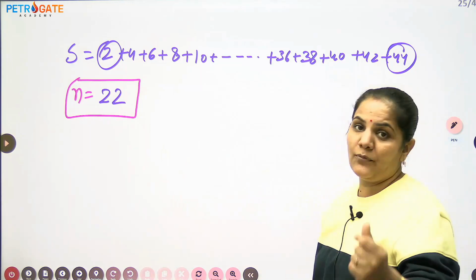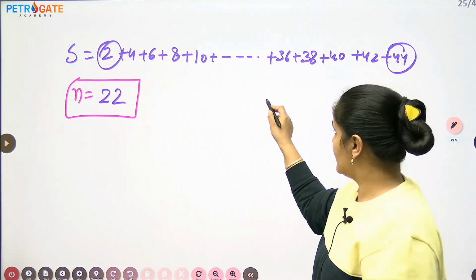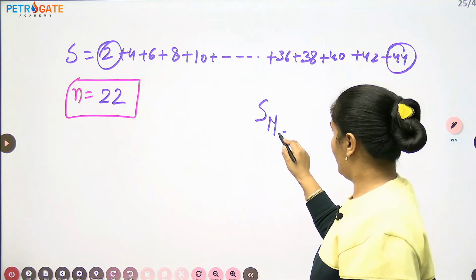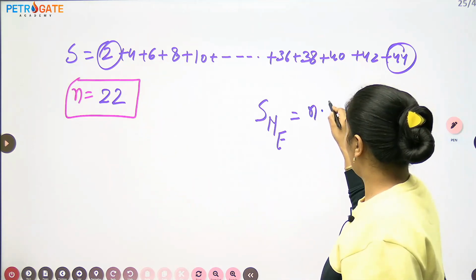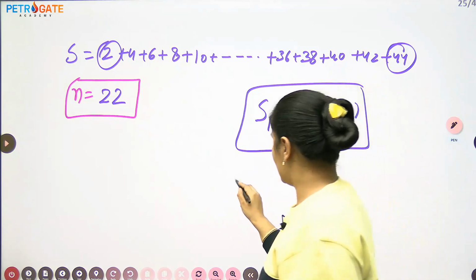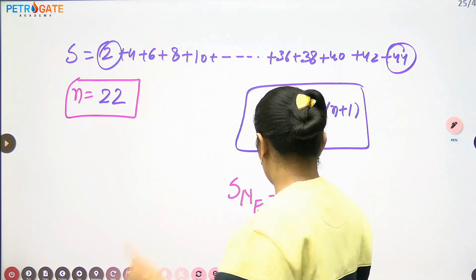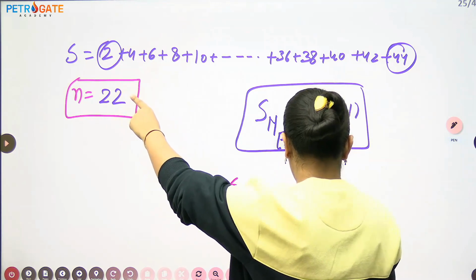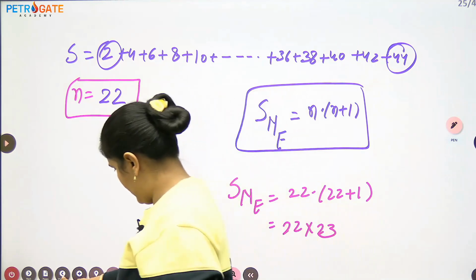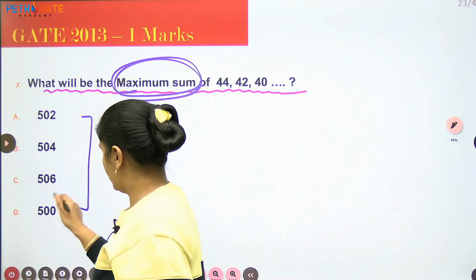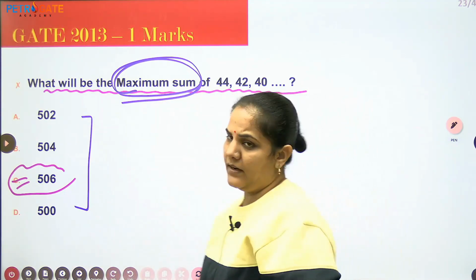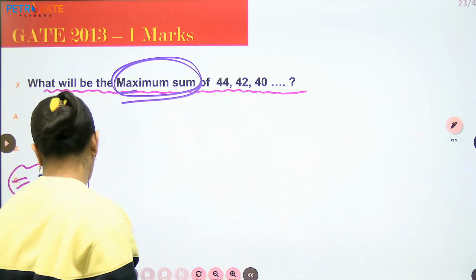We know the formula for the sum of even natural numbers, which we already discussed. The sum of n even natural numbers is equal to n into n plus 1. So we get 22 into 22 plus 1, which is equal to 22 into 23. Do we have options? Yes. The number which ends with 6 will be the answer. Why? Because 2 times 3 is 6, so we can directly approach it.